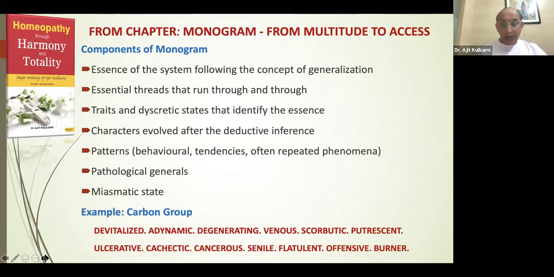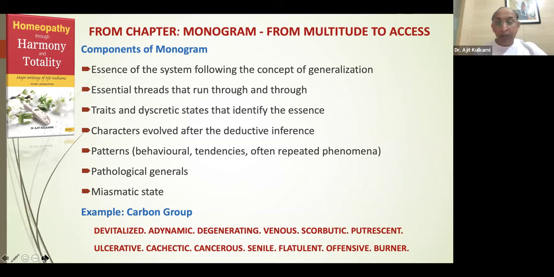I have just given an example of the carbon group. Let us study it. Devitalized. You know, vitality is very poor in carbon remedies, therefore they are called between living and dying. Adynamic, lack of reaction, degenerating because it is a carbon. Venous, you know very well, all carbon remedies are indicated for venous constitution: piles, varicose veins, deep vein thrombosis, varicose ulcers, varicose eczema, stasis, scorbutic, characterized by bleeding gums, putrescent.